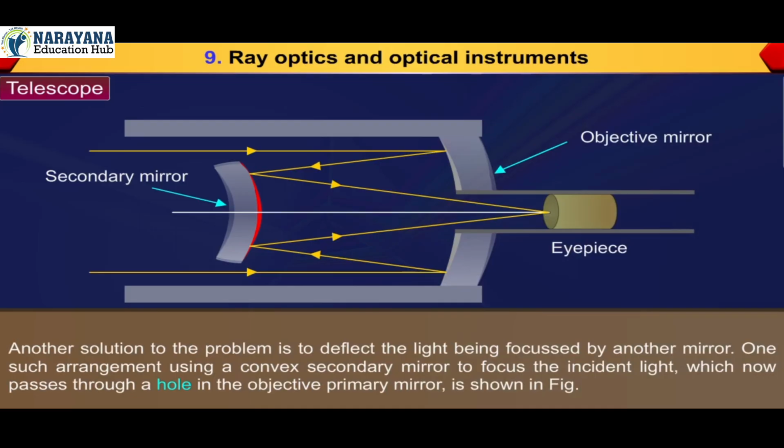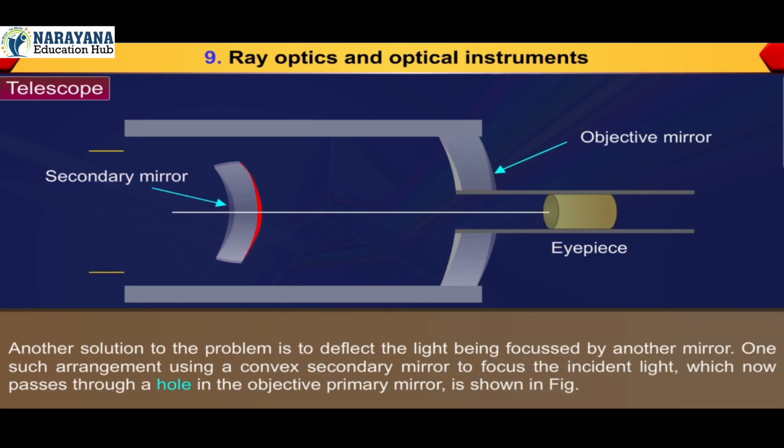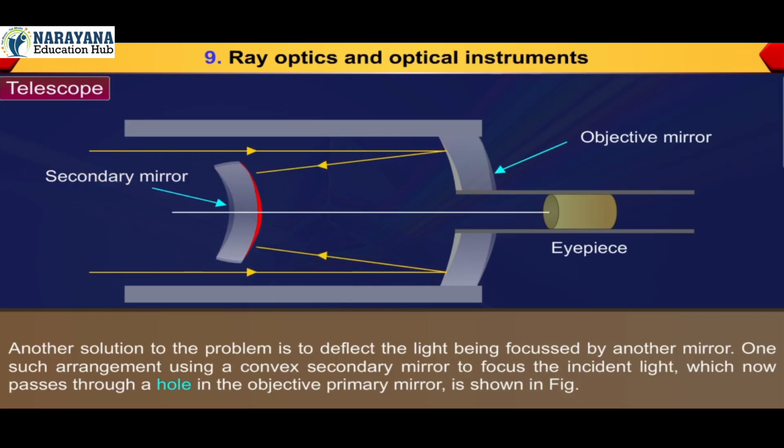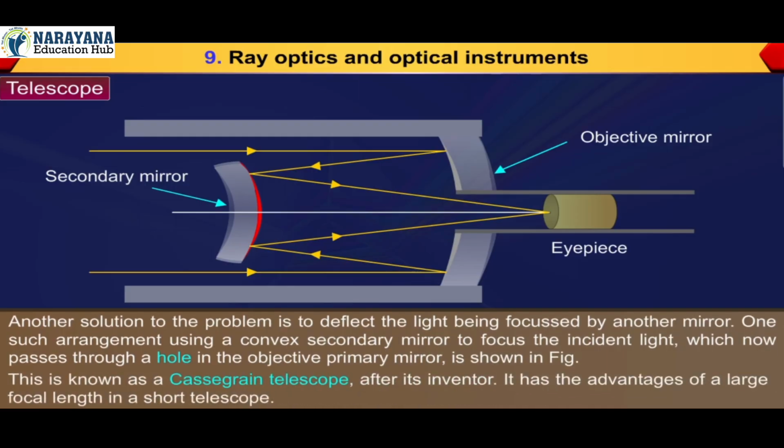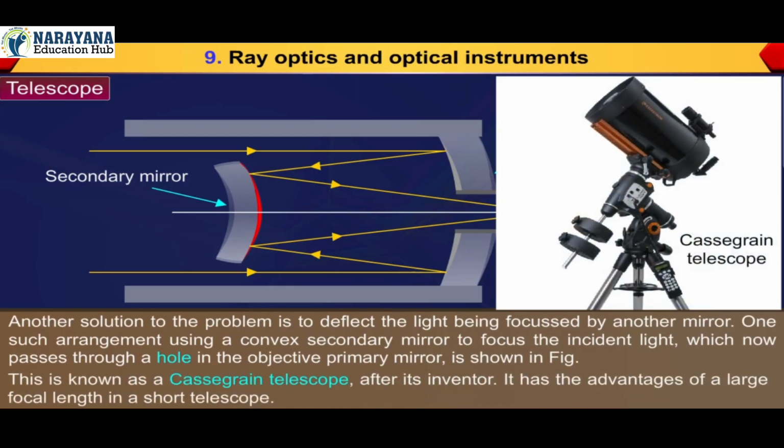Another solution to the problem is to deflect the light being focused by another mirror. One such arrangement, using a convex secondary mirror to focus the incident light, which now passes through a hole in the objective primary mirror, is shown in the figure. This is known as a Cassegrain telescope after its inventor. It has the advantage of a large focal length in a short telescope.